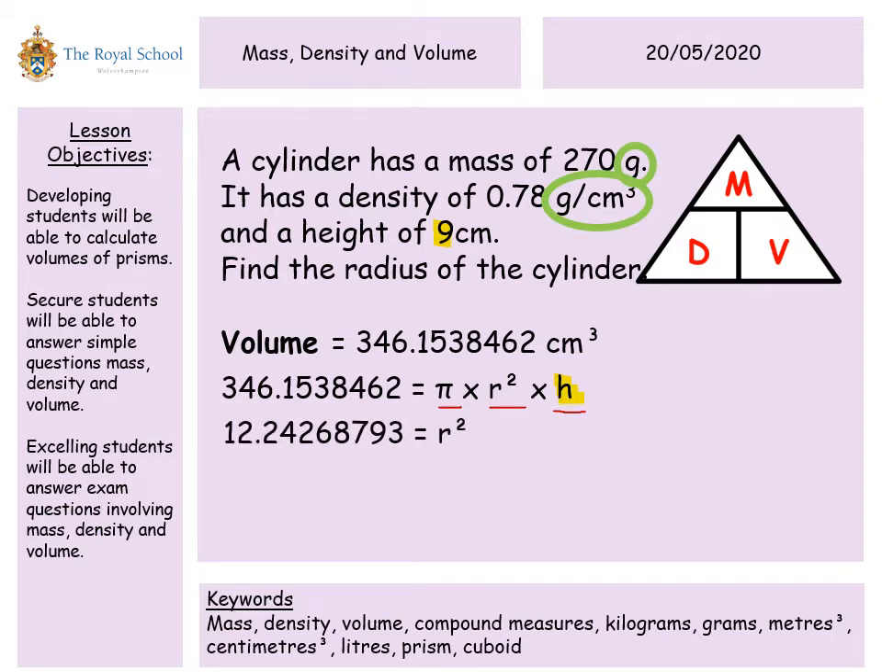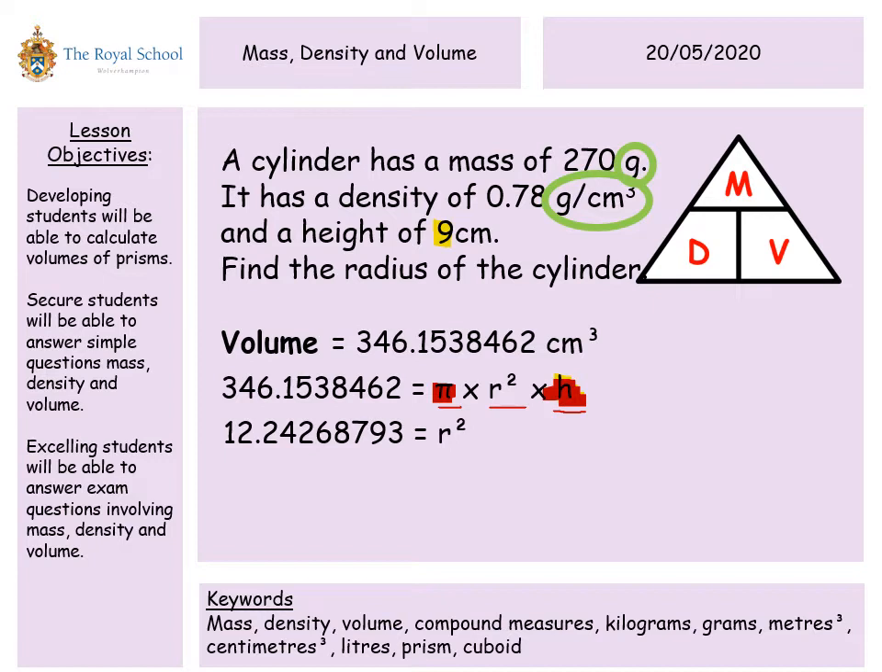Now this then means that for our next step we can start to rearrange this function. So we had 346.15 is our radius squared times by pi and times by h. To get the radius squared on its own, we're going to be dividing our 346 by pi and dividing it by the 9 that we got for the height. So that gives us 12.24 for our radius squared.